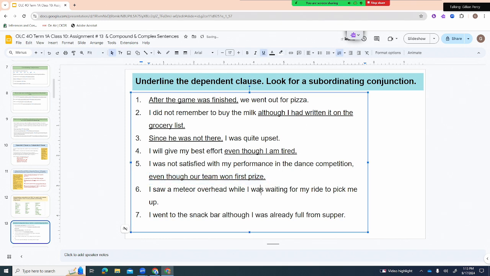All right. I saw a meteor overhead while I was waiting for my ride to pick me up. The while I was waiting for my ride, that becomes our dependent clause, because it couldn't stand on its own, right? But you still have a subject and you still have a verb. I went to the snack bar, although I was already full from supper. There's another one where it's kind of smack dab in the middle, and everything after that is part of our dependent clause. Okay.